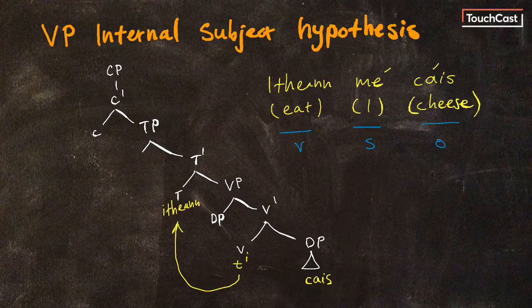So the verb phrase internal subject hypothesis states that the subject actually is generated in the verb phrase as the determiner of the verb phrase. So it would appear here in the sentence. This gives us the correct sentence order in Irish. We have verb, subject, object. This solves our conundrum over Irish sentences.